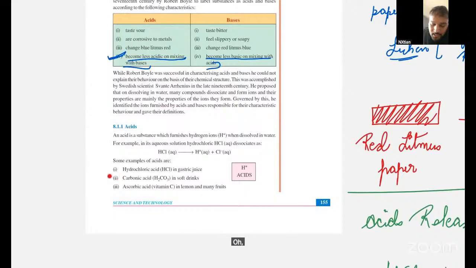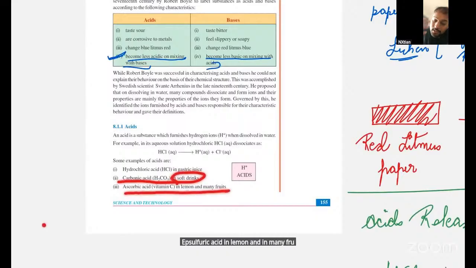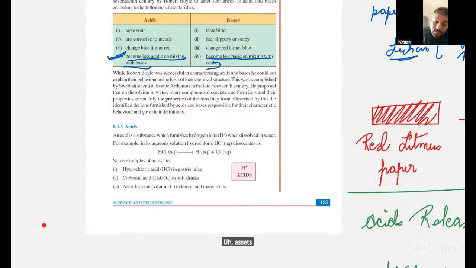Hydrochloric acid, HCl, in gastric juice, means basically this HCl is in gastric juice, like our digestive system releases HCl. Carbonic acid in soft drinks, citric acid in lemon and in many fruits. This is the source of the acids, like where we get acids.